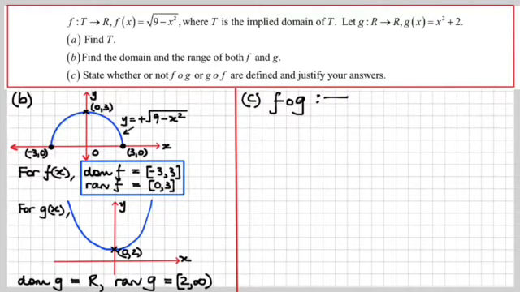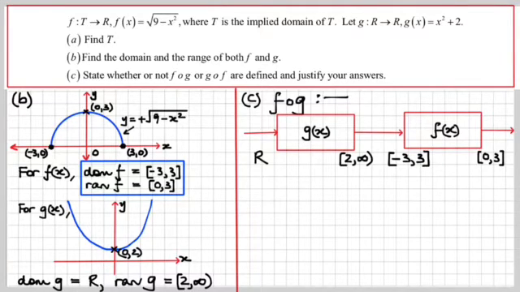So let's see what we've got here. There it is. Now, fog means f of g of x. So you've got x coming in here. The g turns him into g of x. Then g of x comes beetling out here, goes flying in there to have the f function applied to it, so it becomes f of g of x. That's the deal, okay? f of g of x is fog.